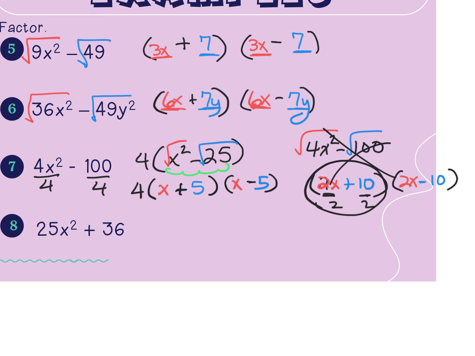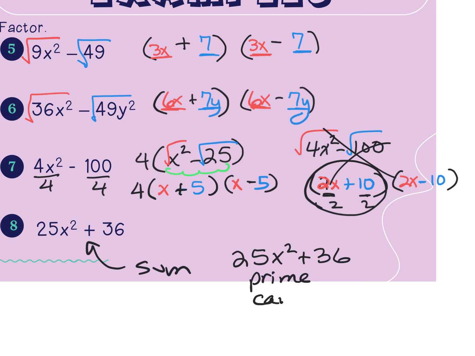The last one, at first glance, you're saying, oh, 25x squared is a perfect square, so is 36. But remember, there is no such thing as the sum of two squares. So this one, you can't factor. If this were a quiz or test question, you would just rewrite the problem. Or in some books, they taught you to write the word prime. Or you could also write cannot factor. So if something is already in simplest form and you can't factor it any further, just rewrite the question.